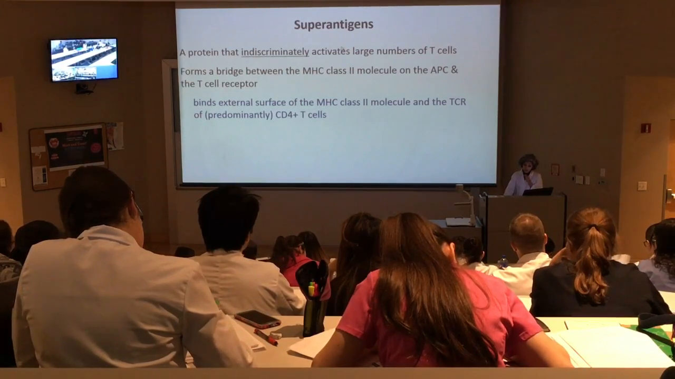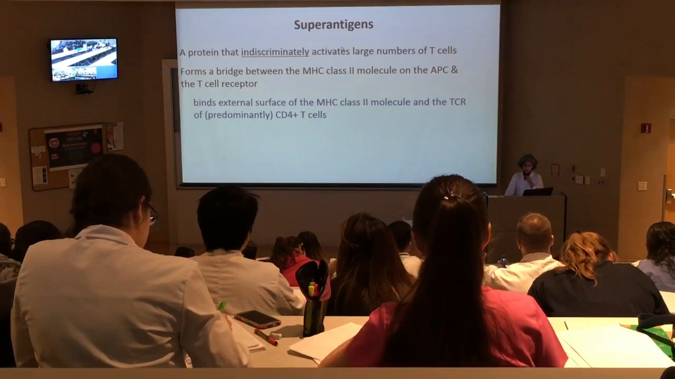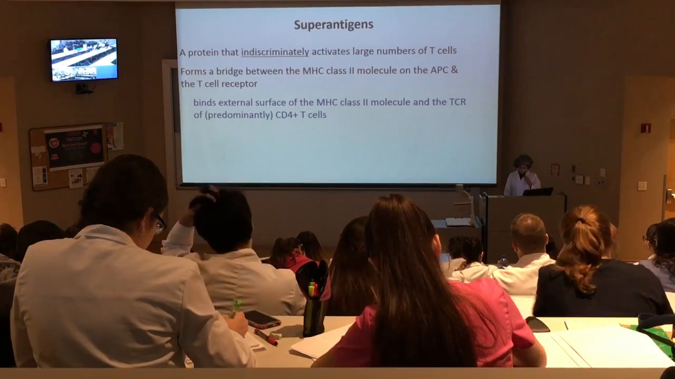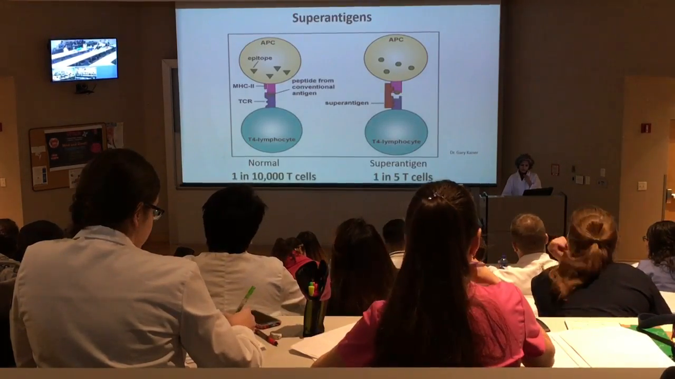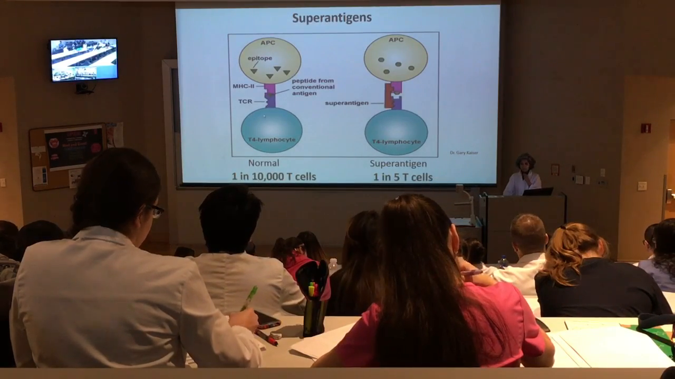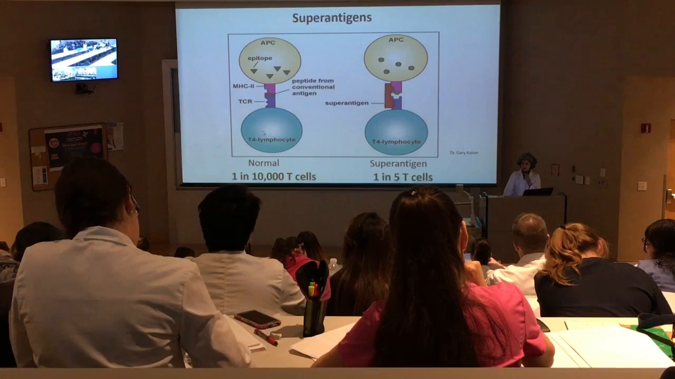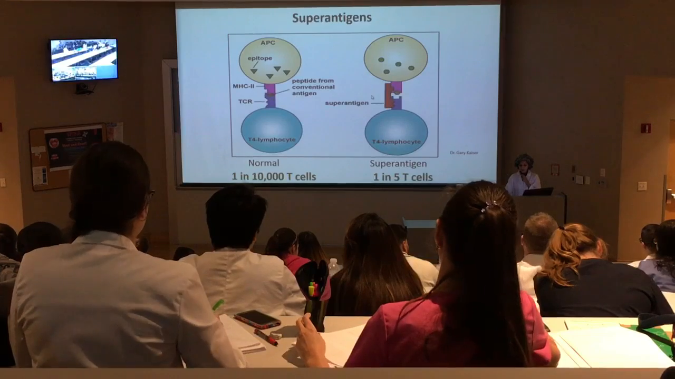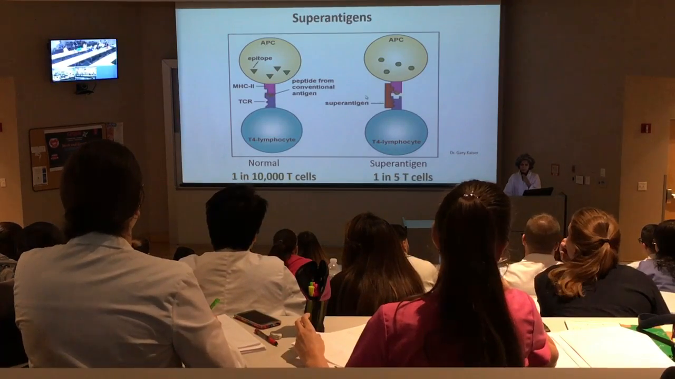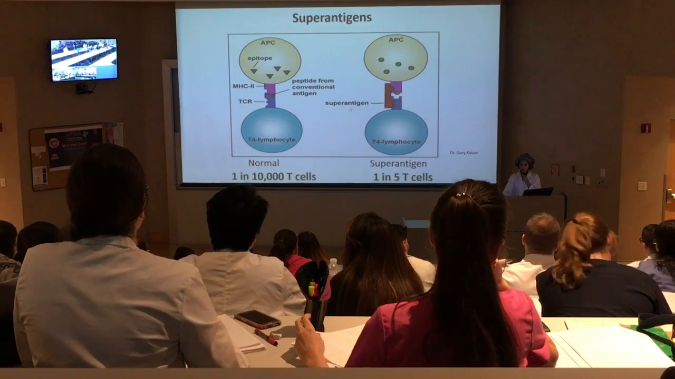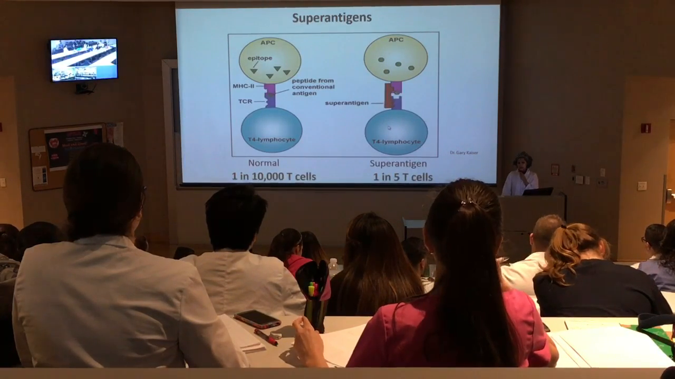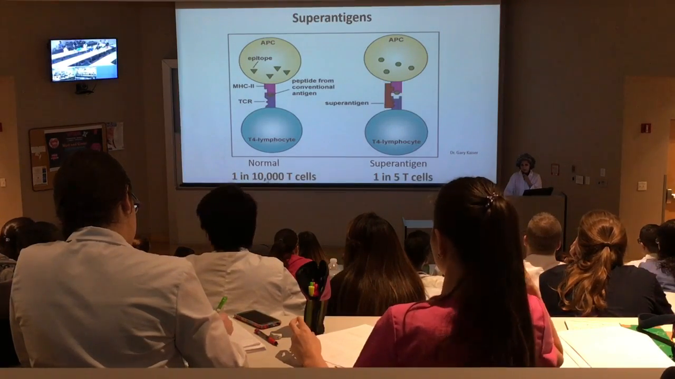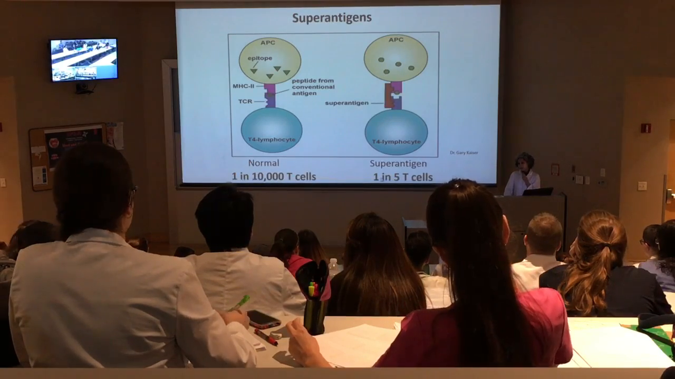We've talked about superantigens. How do superantigens work? They indiscriminately activate large numbers of T cells. And how do they do that? This is what your normal activation is, which happens in about 1 in 10,000 T cells. A superantigen will not wait for this specific reaction to take place. A superantigen will bring the two together by binding to the antigen-presenting cell and also to the T cell receptor. By doing that, the number of cells that are activated goes up considerably, from 1 in 10,000 to 1 in 5 T cells.